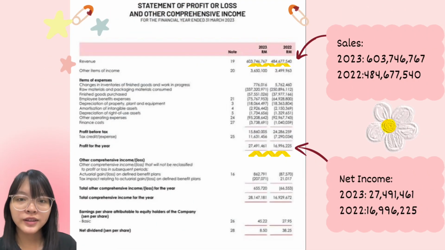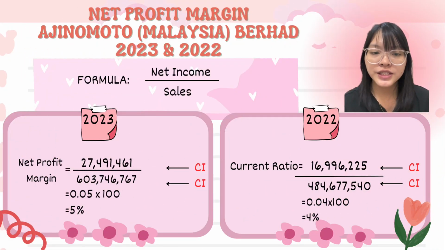Now, to find the total for net income and the total of sale, we can find both of these in the statement of comprehensive income. Now, for the calculation of net profit margin, the formula is net income over sale. For 2023, the net income is 27,491,461 over sale, which is 603,746,767 equal to 0.05 times with 100 equal to 5%.